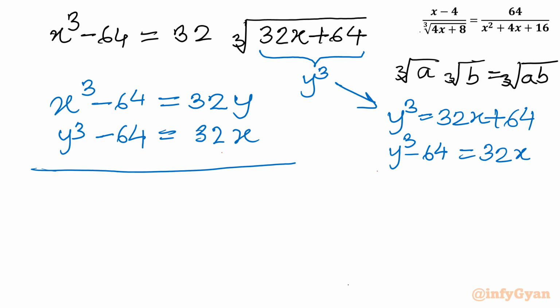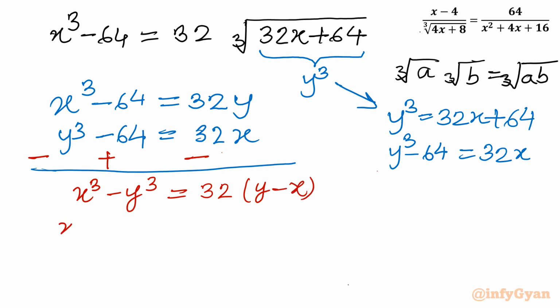Take away the second one from the first one. So I will subtract, so change of sign. Now you can see 64 will be over. x cube minus y cube will become 32 times y minus x. Take all the terms to one side. x cube minus y cube plus 32 times x minus y. I consider minus common, and because we are taking the term to one side, it will become minus of x minus y, so that will become plus.